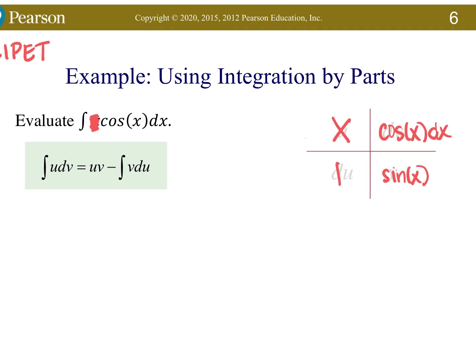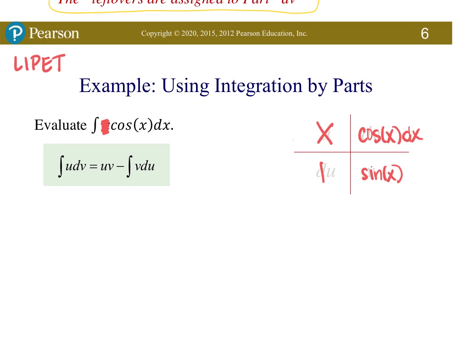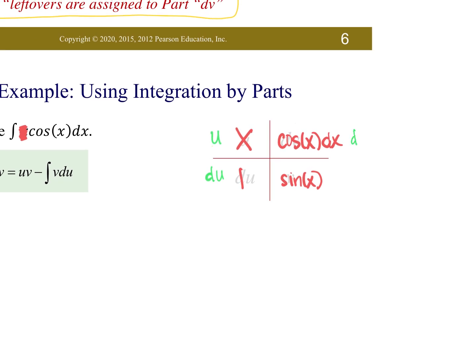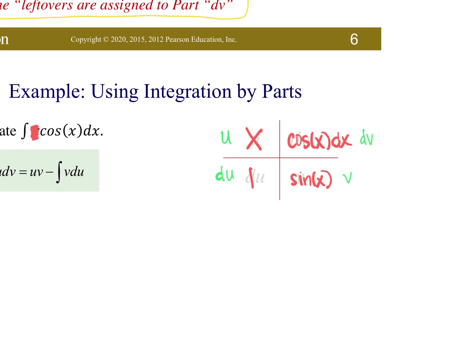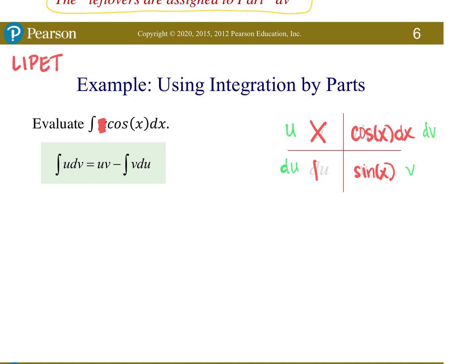Once you have that, maybe now that you've covered them up, you want to jot down what they were. This was u, this was du, this was dv, and this was v. Maybe you want to write those all there. Now the pieces are ready to be dropped into the formula.